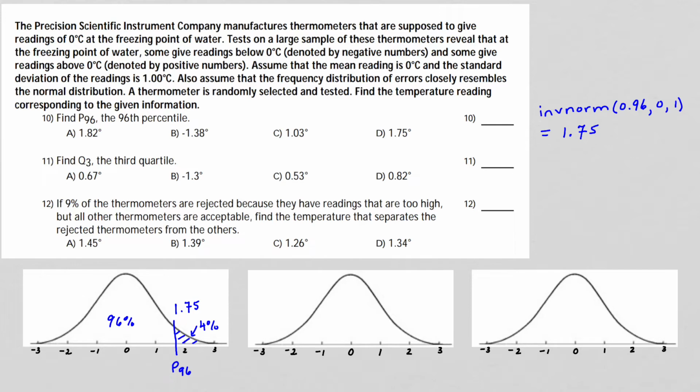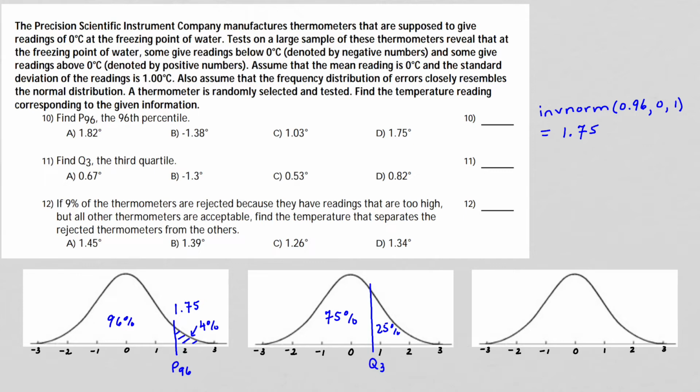Now, in the next question, we want to find the third quartile. So that's the cutoff for the bottom 75% of values. So that's going to be roughly here. And we're going to say 75% on the left, 25% on the right, and this value is Q3. So the question is, how much is Q3? And it looks like it's between 0 and 1.